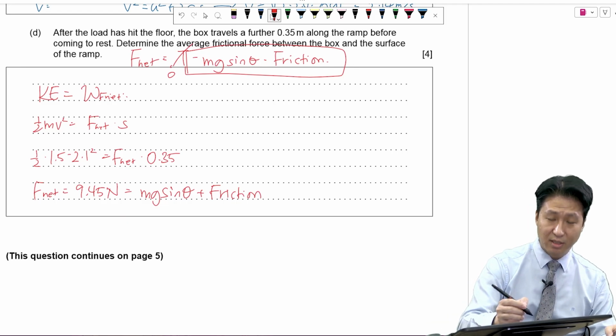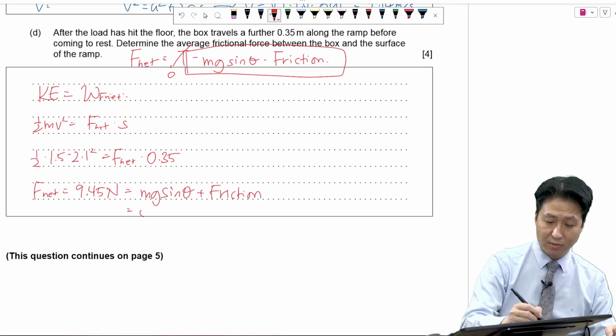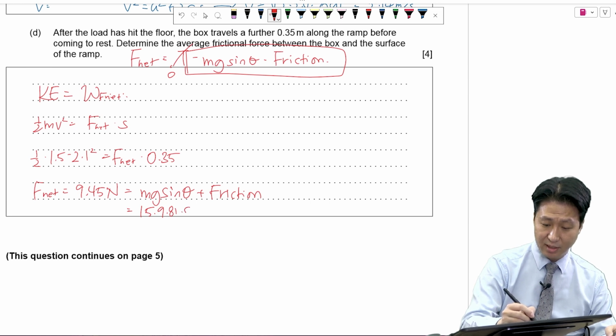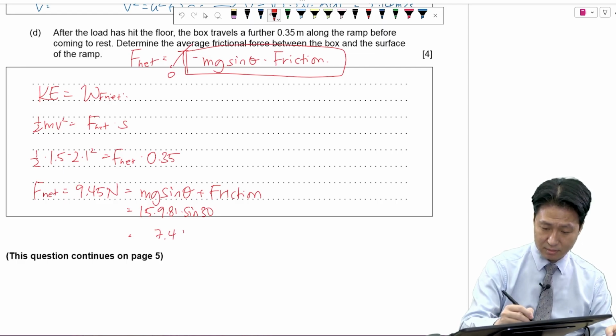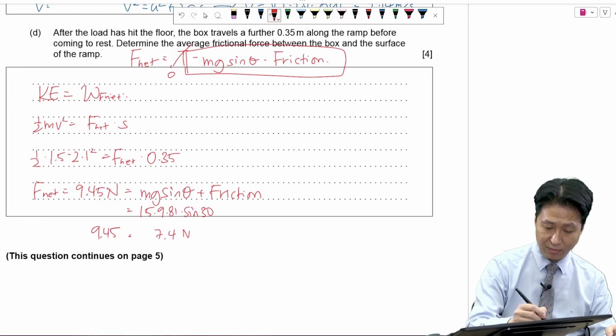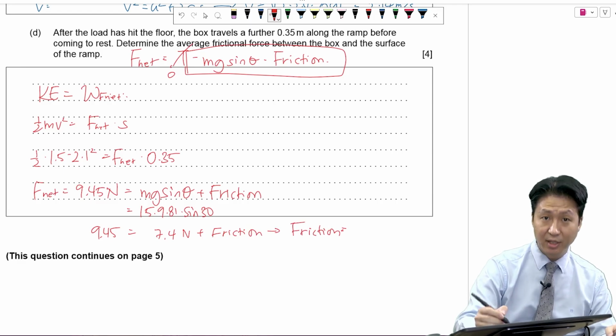So the gravitational force down the ramp would be 1.5 times 9.81 times sine of 30 degrees, which would equal approximately 7.4 newtons. So we have 9.45 equals 7.4 plus the force of friction. This implies that the frictional force should be about 2.1 newtons when you use two significant figures.